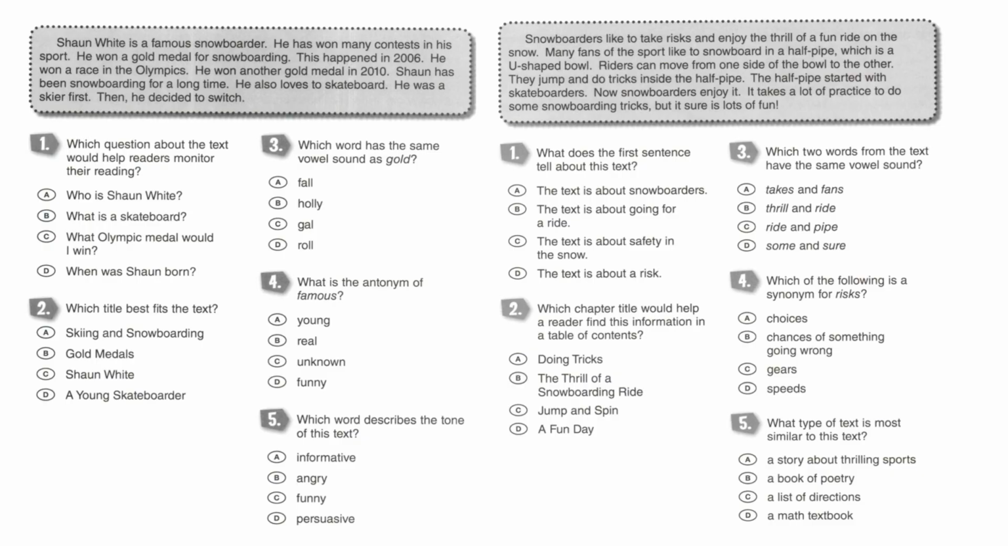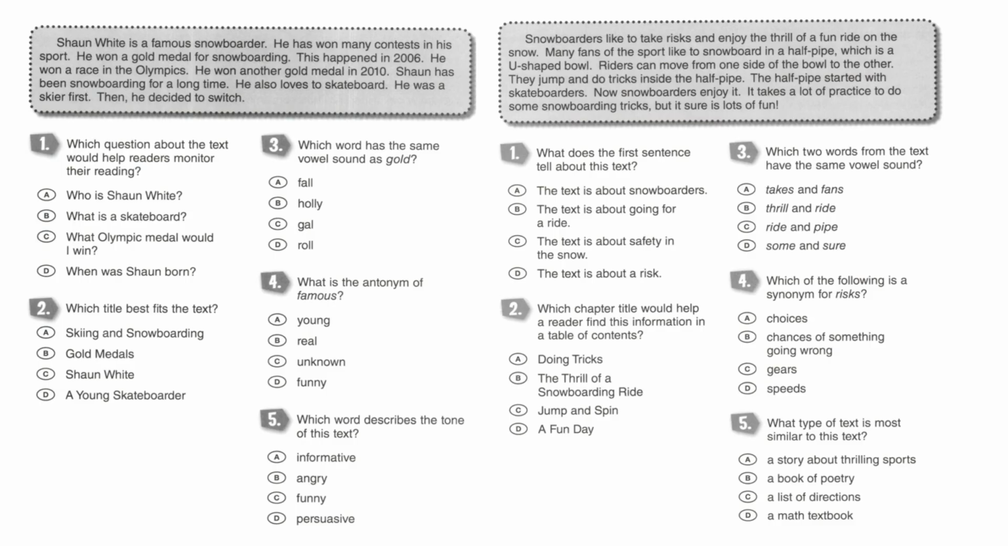The first sentence tells us that snowboarders enjoy excitement and risk. The passage also explains what a half-pipe is and how snowboarders use it. For question 1, pay close attention to the first sentence. First sentences often introduce the main idea.